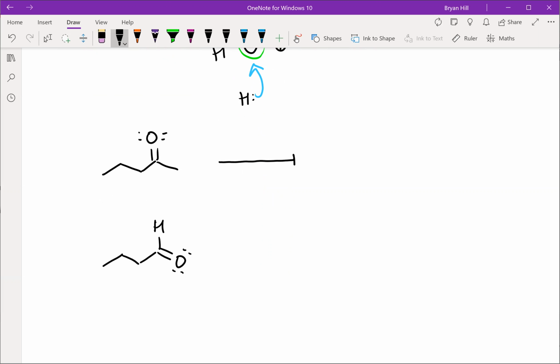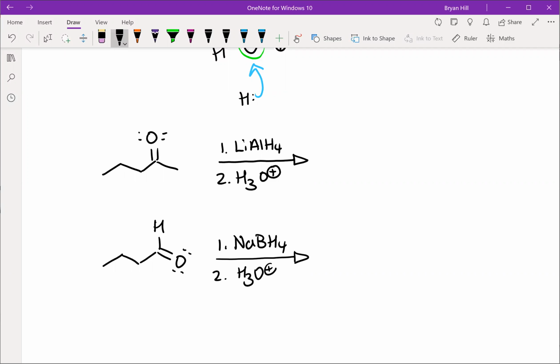Do this. 1, lithium aluminum hydride; 2, H3O plus. 1, sodium borohydride; 2, H3O plus. So we would end up with a secondary alcohol, and a primary alcohol.